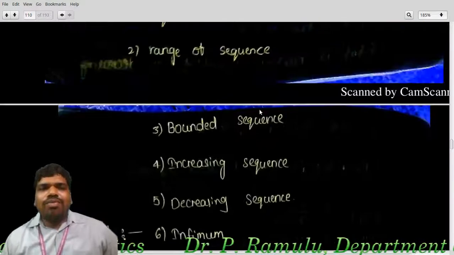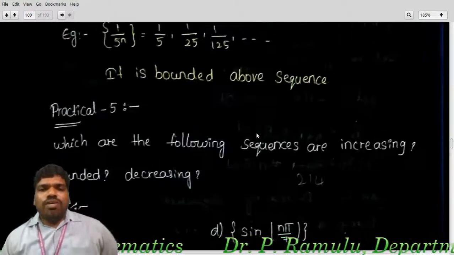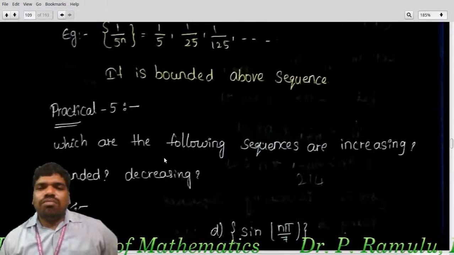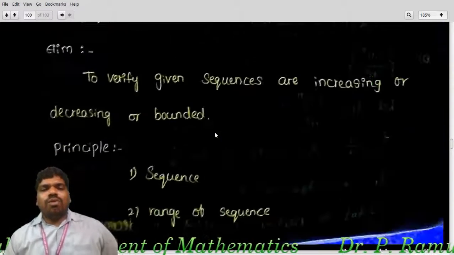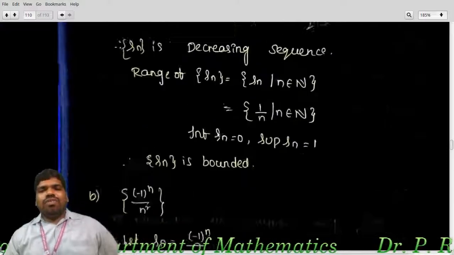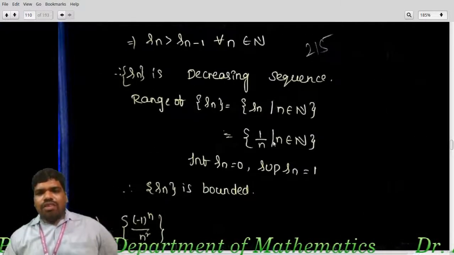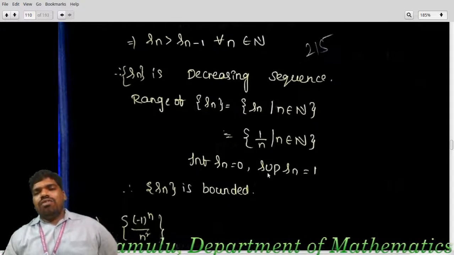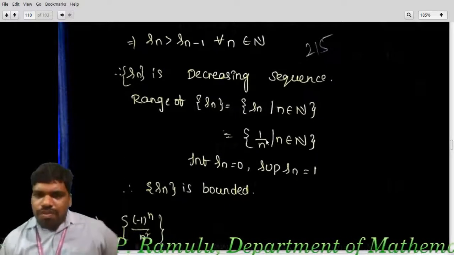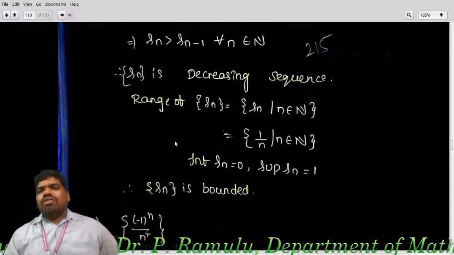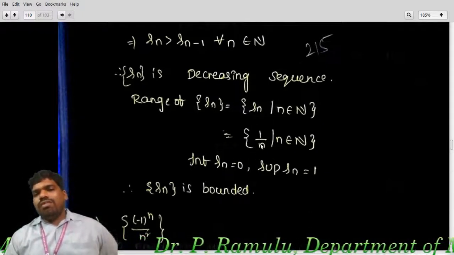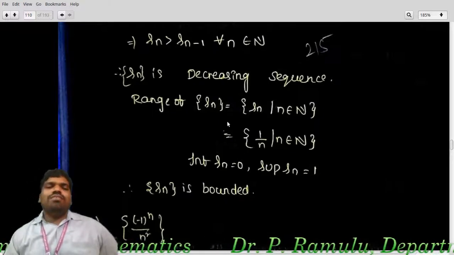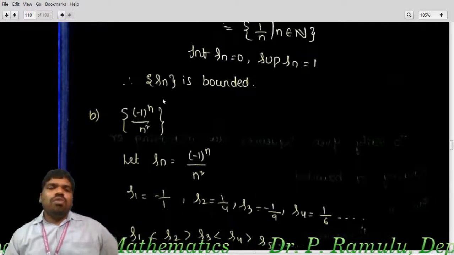We have to find whether the sequence is increasing, bounded or decreasing. That means we have to find whether it is bounded, so I am finding the range. Range of Sn equals 1 by n such that n belongs to N. Already we know that infimum of Sn equals 0 and supremum of Sn equals 1, since the terms go toward 0. So Sn is bounded.